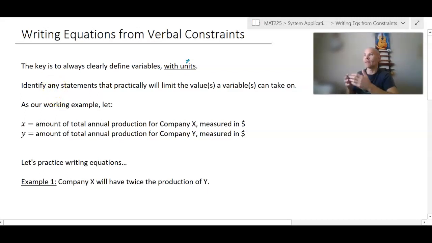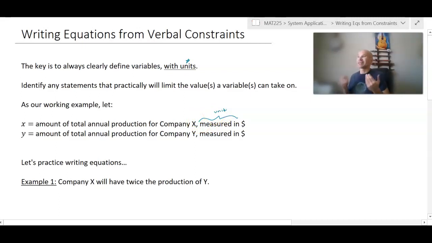as things that are going to limit what your variable values can be. So we'll take a look at a few examples, just as our running example. Let's let X be the amount of total annual production for company X. And notice here's my unit. It's measured in dollars.